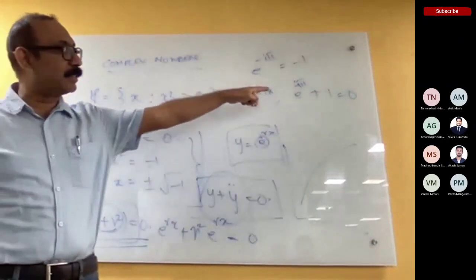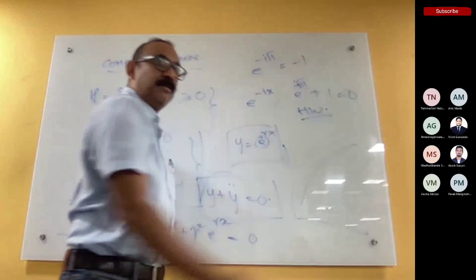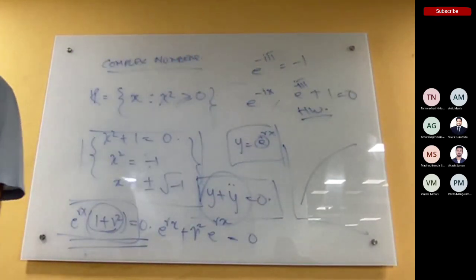It says e power minus i pi plus 1. This is your first homework. Next time I want to see the proof of this. This was applied in this AC/DC Josephson method.